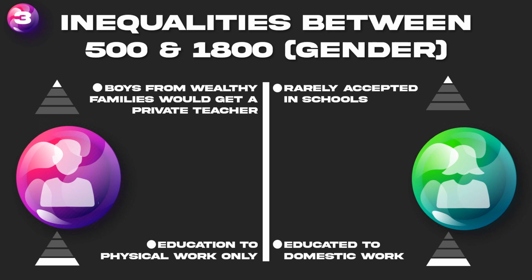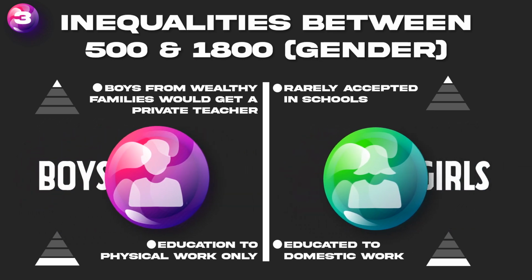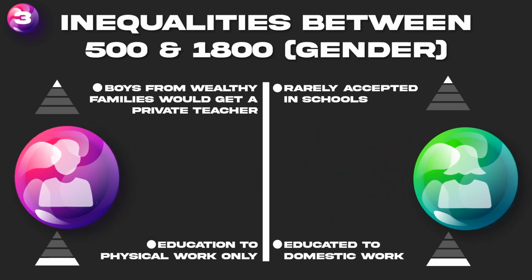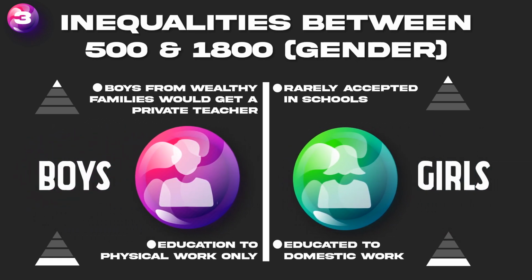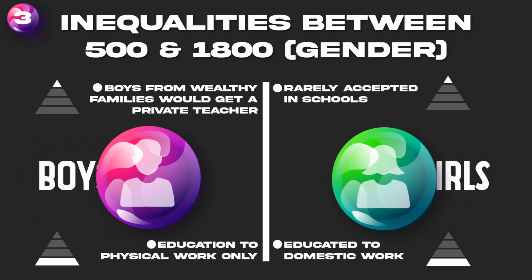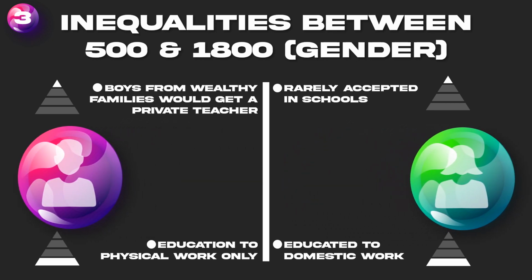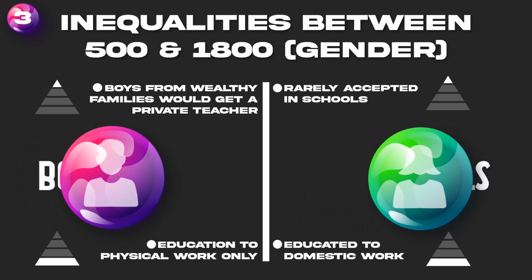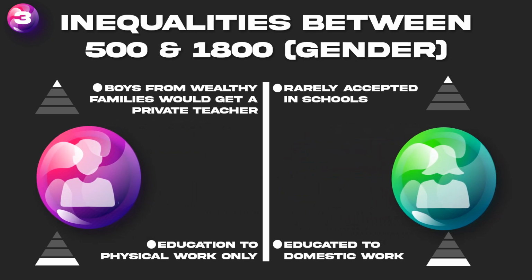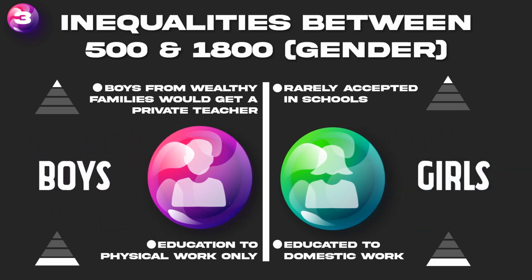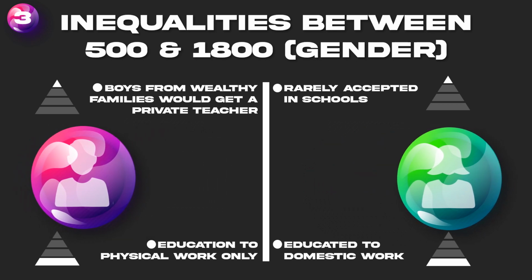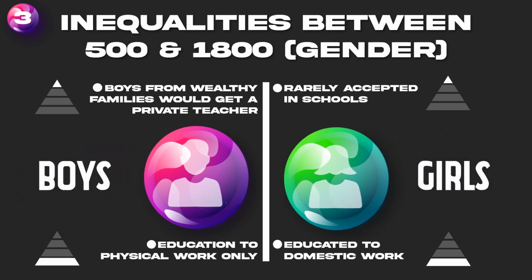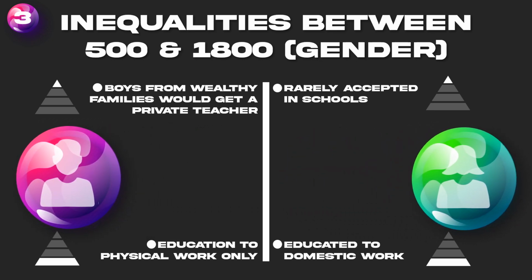Now we will see gender inequalities between 500 and 1800. In the Middle Ages, the gender inequalities were extreme. Boys from the high social classes had a private teacher, whereas those from the lowest classes learned only physical work. If you were a girl from the high social classes, you would rarely be accepted in school, and for those at the bottom of the pyramid, they would not have the opportunity to go to school. You would learn only domestic work.